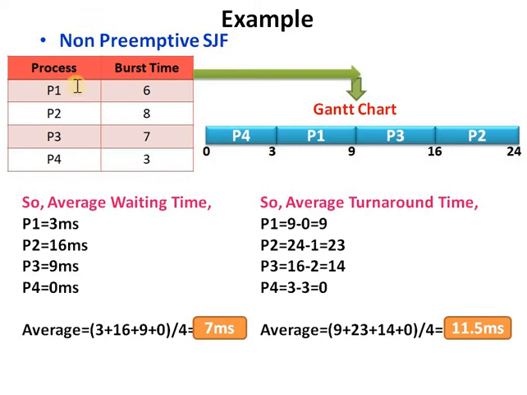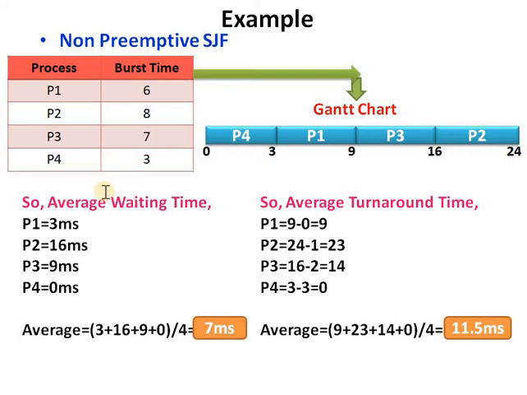Consider the processes P1, P2, P3 and P4 available in the ready queue for their execution, with all the processes having arrival time as 0. And here is a burst time for their respective processes.